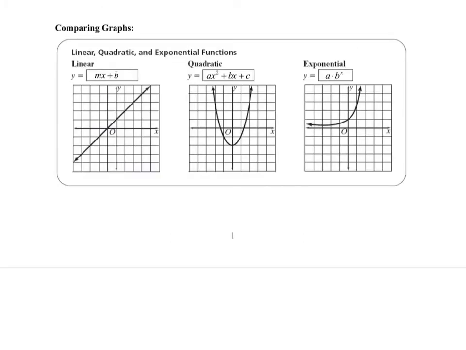Okay, so now let's compare some graphs. We have a linear, a quadratic, and an exponential function. Let's look to the left at a linear function. Notice it's a straight line. That is a linear function.